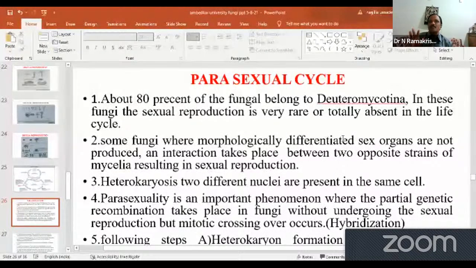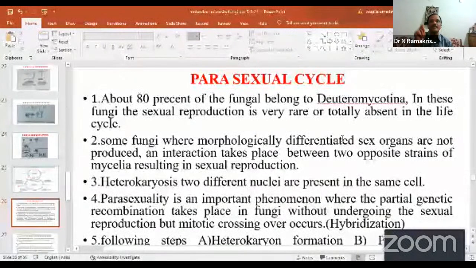In some fungi, morphologically differentiated sex organs are not used, and interaction takes place between two opposite strains of mycelia, resulting in sexual reproduction systems. That is heterokaryosis, meaning two different nuclei are present in the same cell. That's why we call that heterokaryosis.